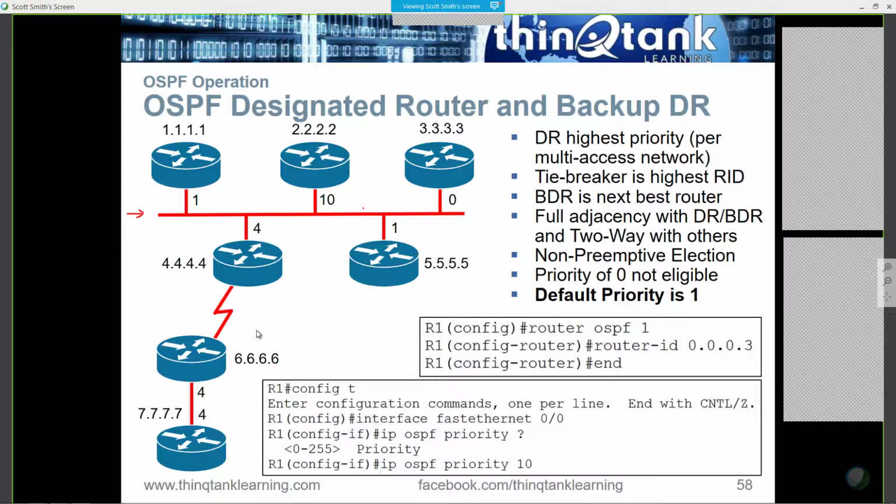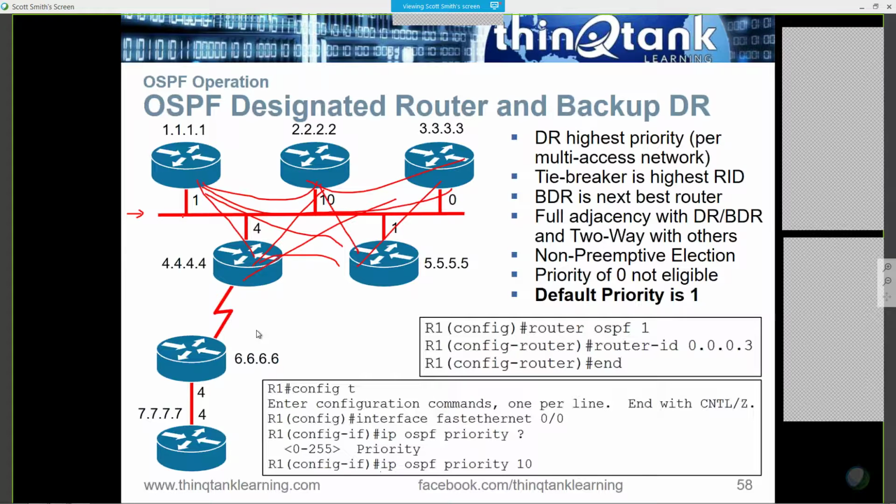Normally what would happen, if this was EIGRP, how many adjacencies would router 1 have? Router 1 is the one with the router ID 1.1.1.1. It would have 4, right? It would have an adjacency here, an adjacency here, here, and here, right? And how many would router 2 have? There, there, there. And router 3, there, there. Router 4, there. You get the idea. Lots and lots of adjacencies.